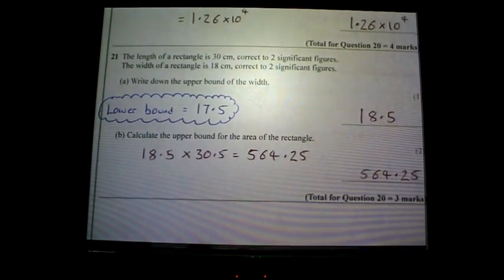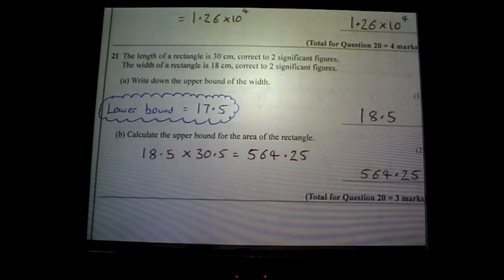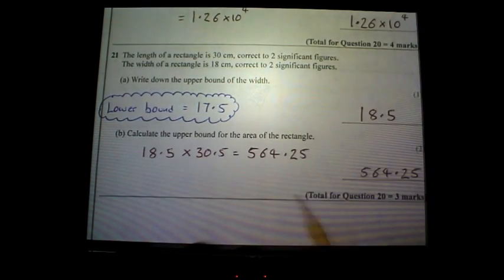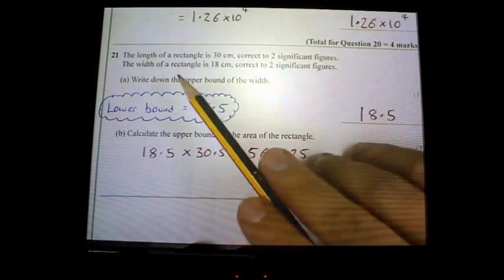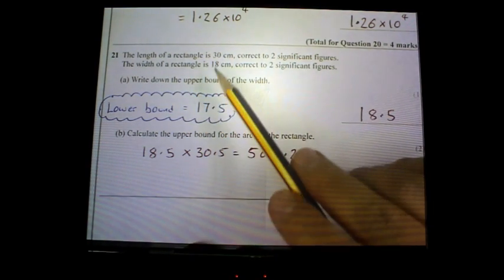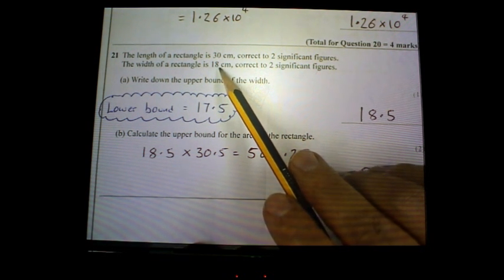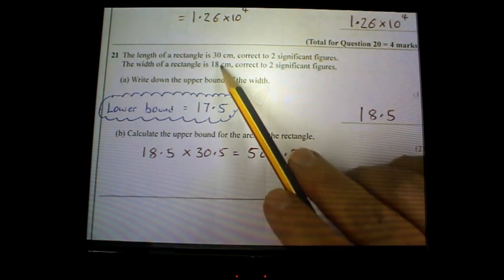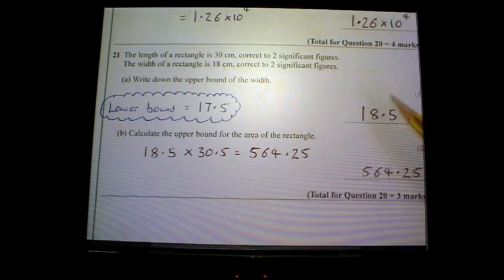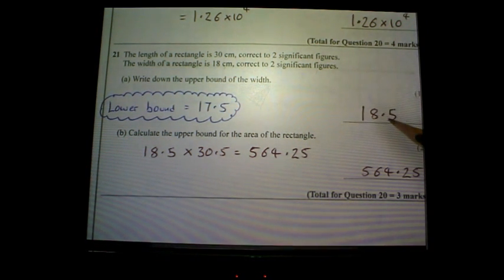Question 21, it's all about bounds. Write down the upper bound for the width. Okay, the width is 18 centimetres, correct to 2 significant figures. So what's the highest that 18 could have been, that we can still call it 18? Now technically it's 18.49 recurring, but 18.49 recurring is just 18.5, so you can put 18.5 for that.